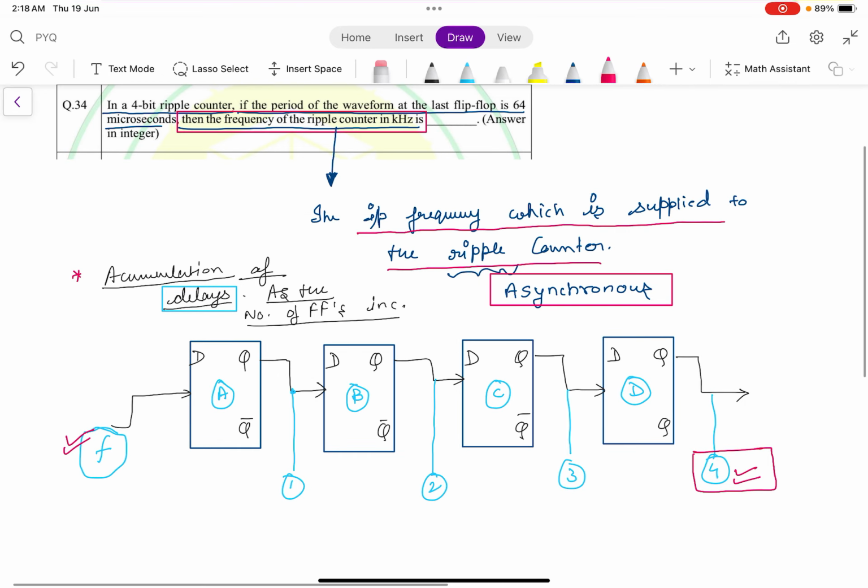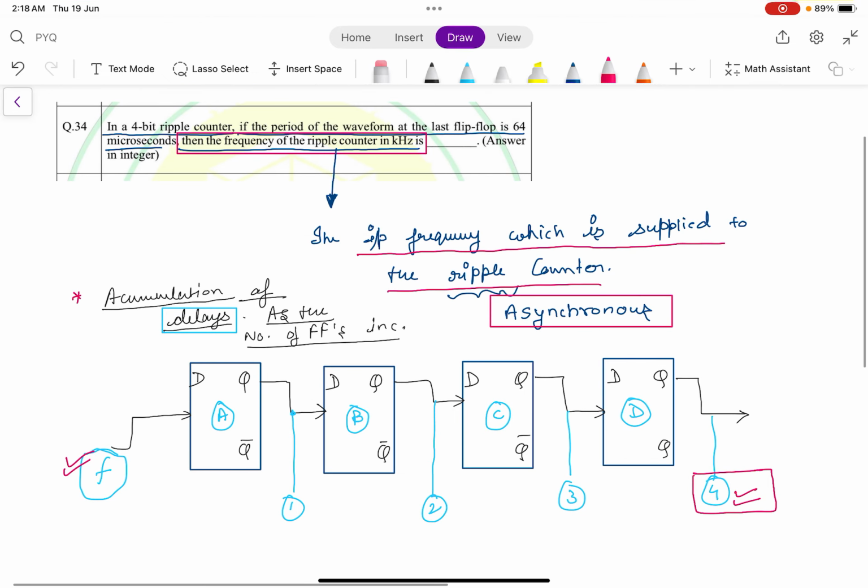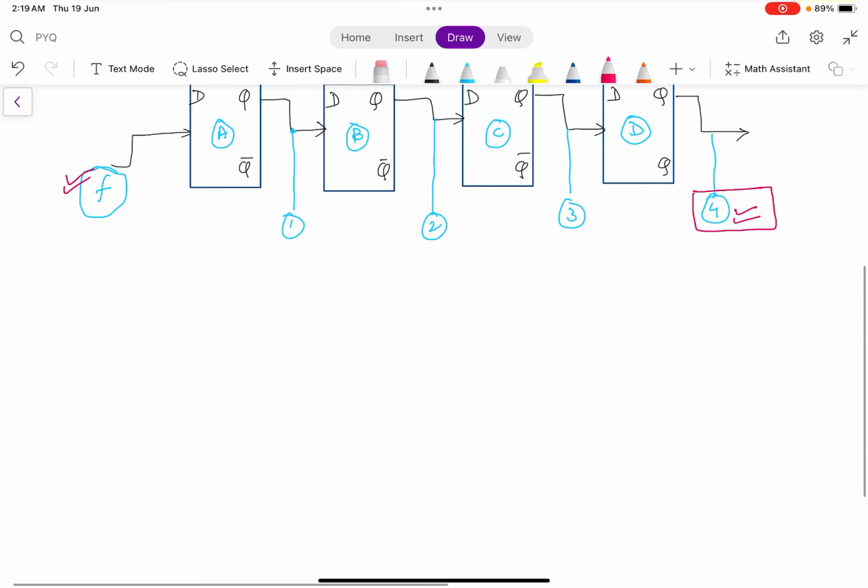What information else we have got? That the last flip-flop has a period of 64 microsecond. So if the frequency at the input is f, then we get the frequency here to be f by 2. Then we get f by 4, f by 8, and here we get f by 16. For the next flip-flop, the frequency I can just tell you for one flip-flop, although it will take much more time.